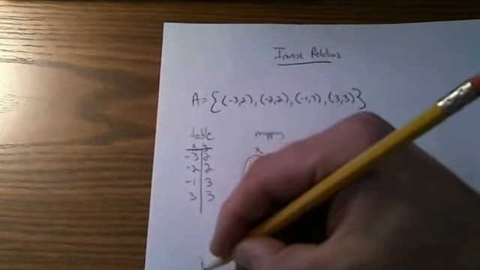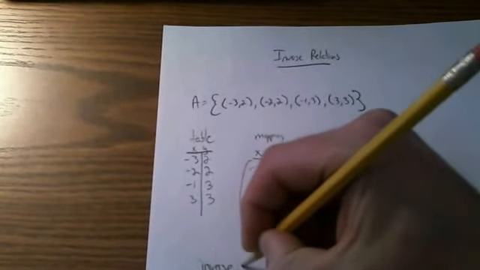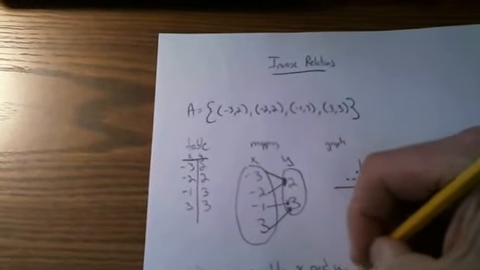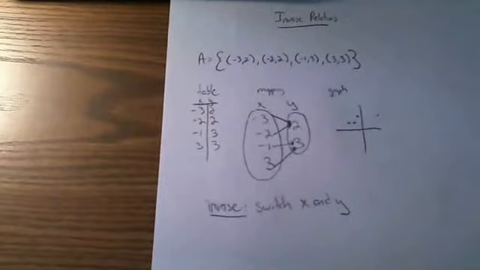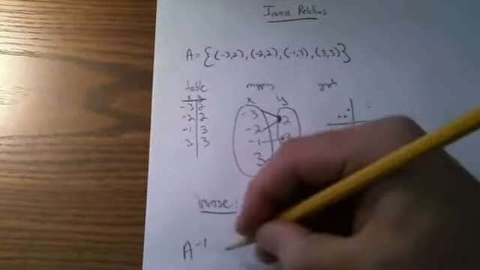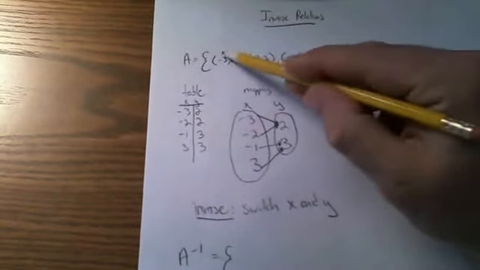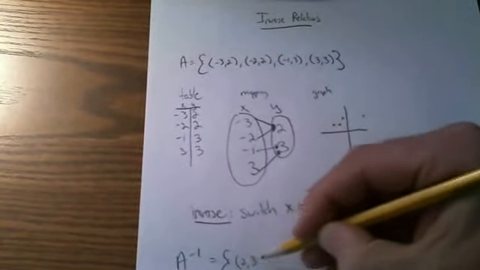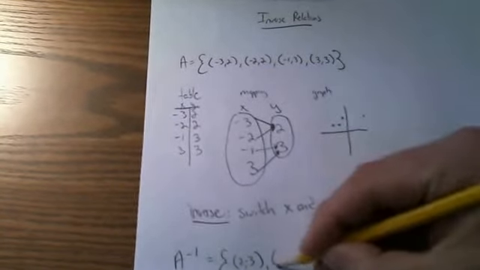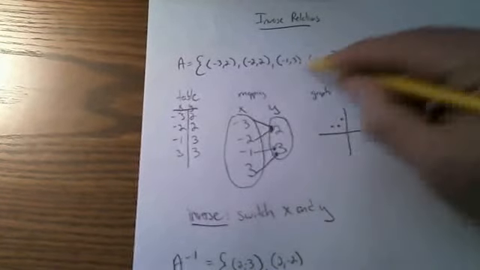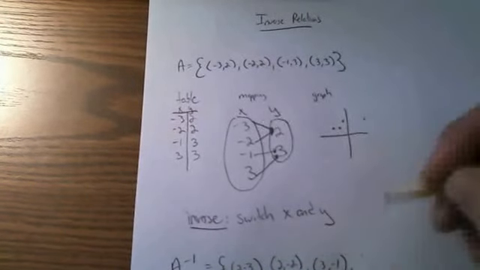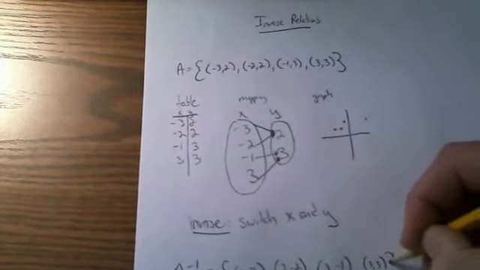An inverse relation simply means to switch x and y. So if we want to find the inverse of A, this little -1 means inverse of A. That would be not (-3, 2), but (2, -3). Not (-2, 2), but (2, -2). All I'm doing is going to each ordered pair and switching all of the x and y values. (3, -1), and (3, 3).